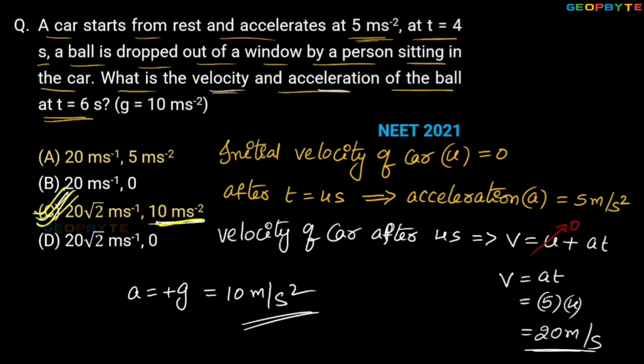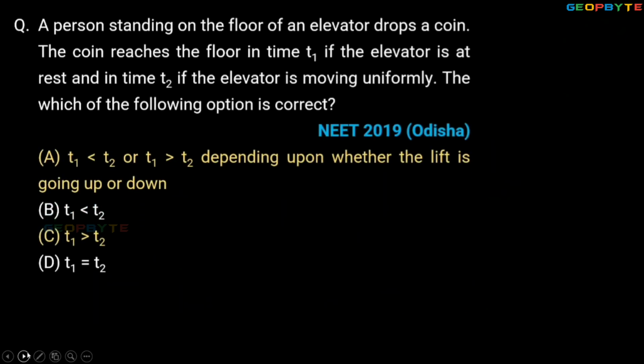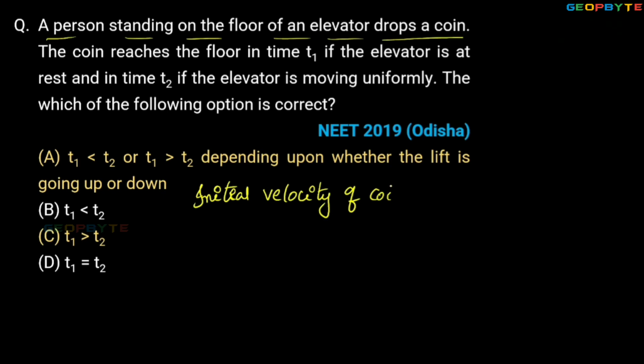Understood clearly? Yes. Similarly, look at another important problem. Look at this problem. It is asking like this. A person standing on the floor of an elevator drops a coin. Drops a coin means the initial velocity of the coin u equal to 0. The coin reaches the floor in time t1 if the elevator is at rest, and in time t2 if the elevator is moving uniformly.